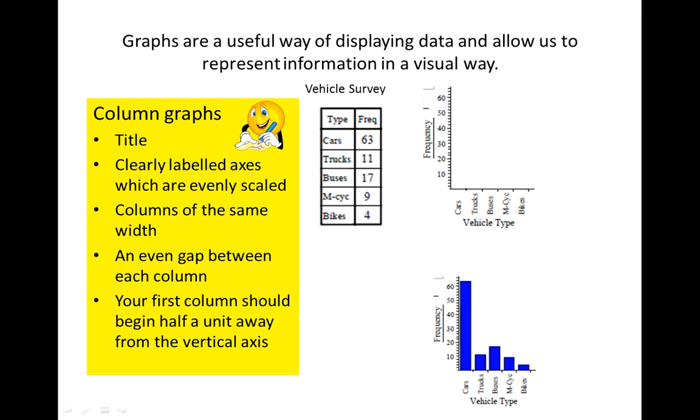So let's have a look at how that might look now. There's one that's completed down the bottom. As you can see, the columns are even widths. There is an even spacing in between them, and that first column on the left there doesn't butt right up against the axis. There is a little bit of space there.